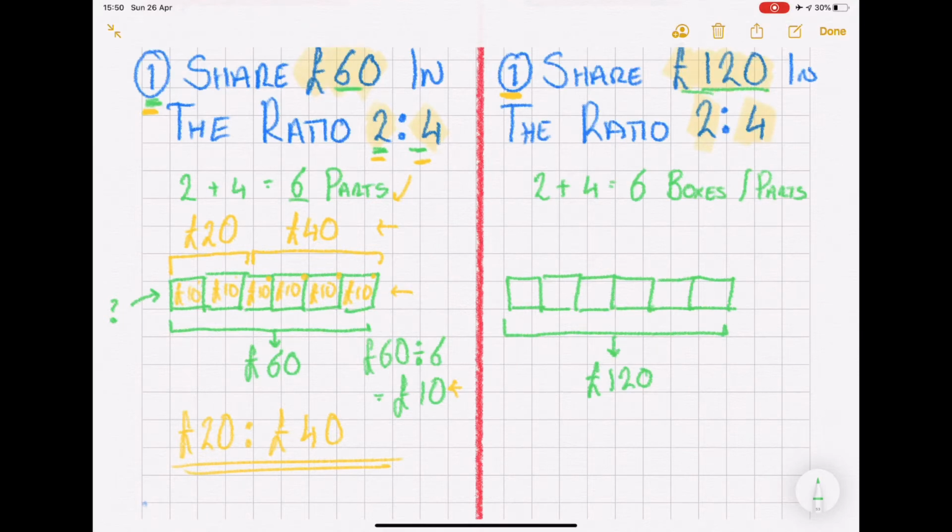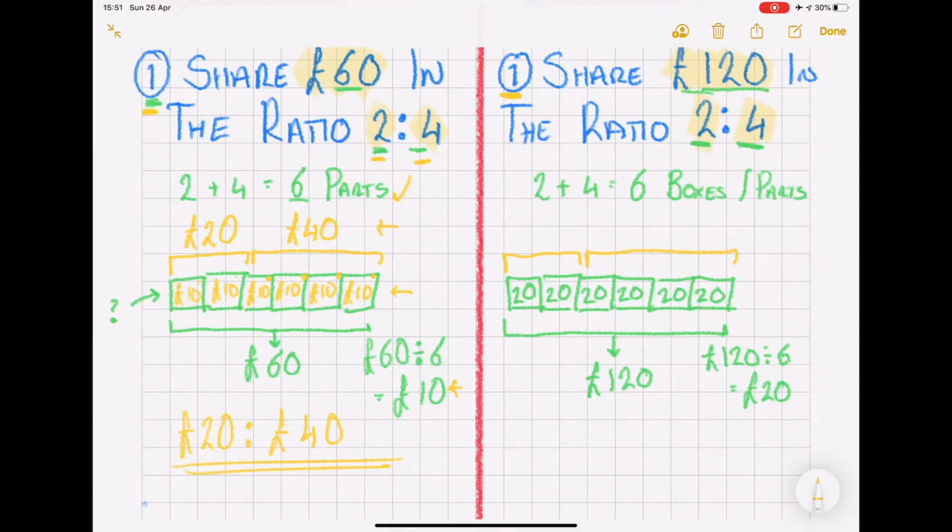So how much is in each individual box? Let's find that out by doing £120 divided by the number of boxes, which is 6. And that gives us £20. So now we can put in £20 in each of those boxes here. And we're splitting it in the ratio 2 to 4 again. So let's split that 2 boxes to 4 boxes.